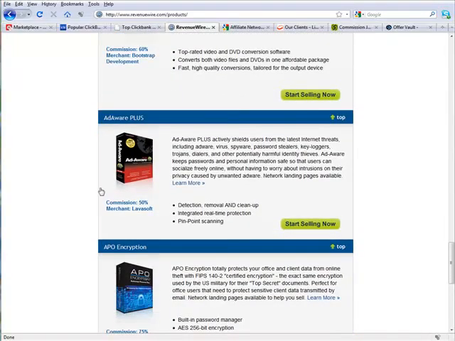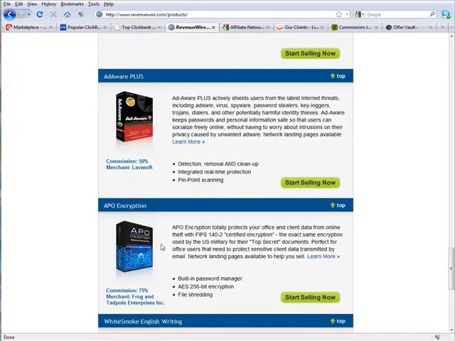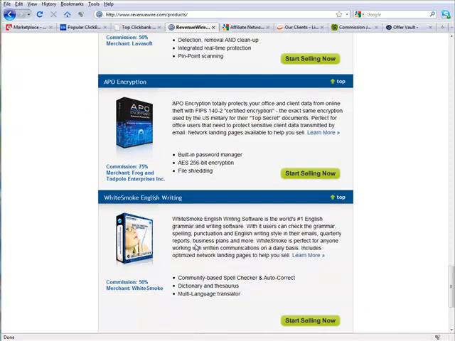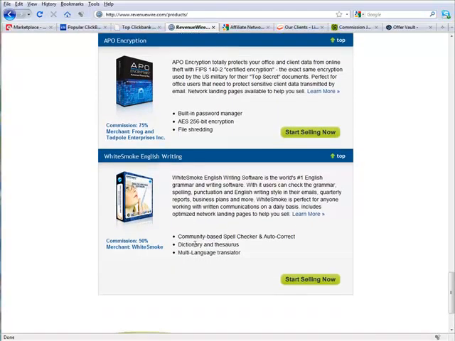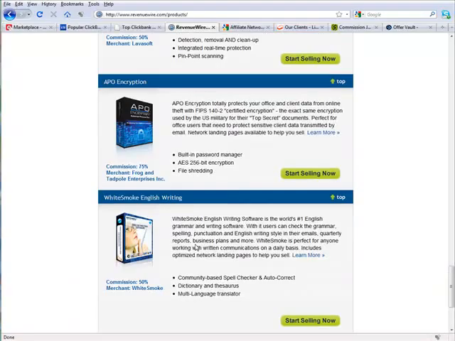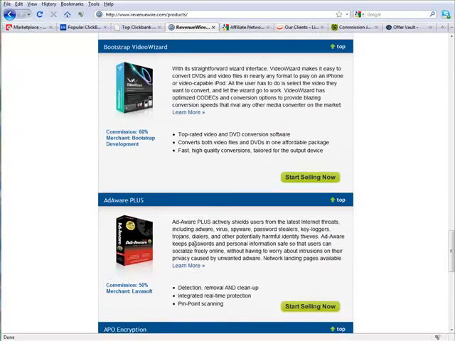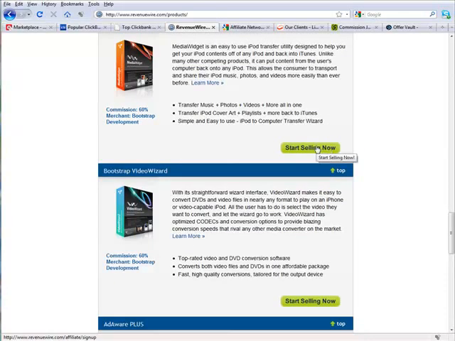Okay, so there's adware removal. There's encryption software. English writing. It's a grammar and writing software. So definitely lots of different offers that you can see here on Revenue Wire that you can promote. You would just need to click on any of the Start Selling Now buttons.